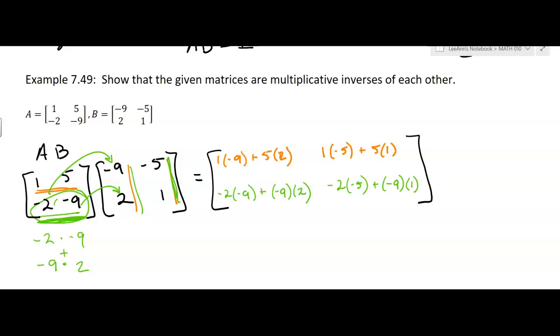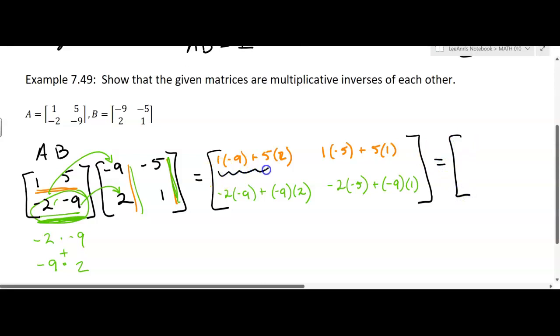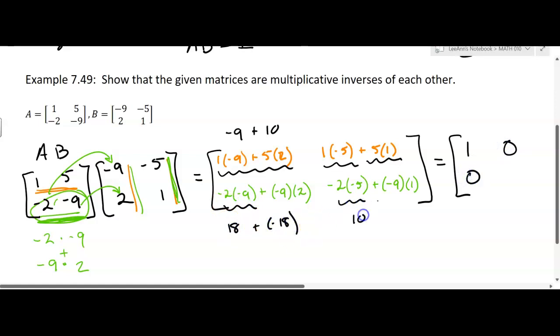All right, let's see what we get. We know what we're supposed to get. Okay, so -9 and 10, that is 1. You could write up here -9 plus 10 if you want to see it. -5 plus 5, 0. 18 plus -18, 0. And then 10 plus -9, 1. Yep, that worked. It's the identity matrix, so this is an identity matrix dimension 2.